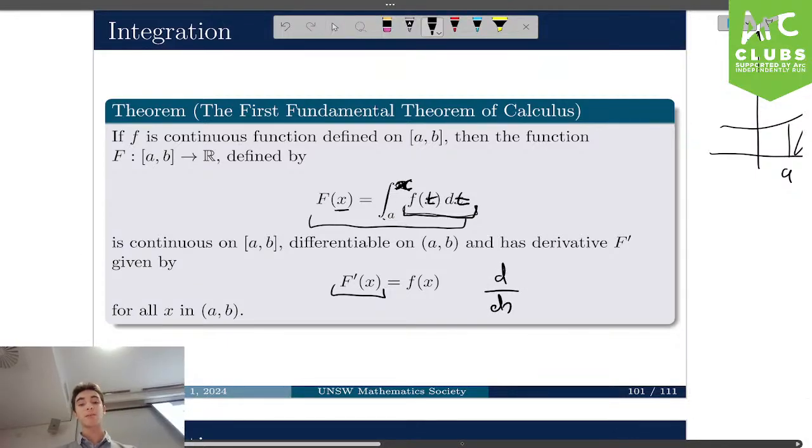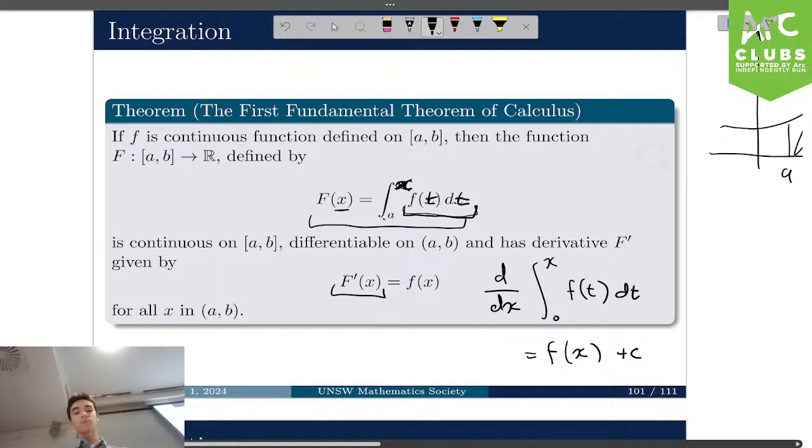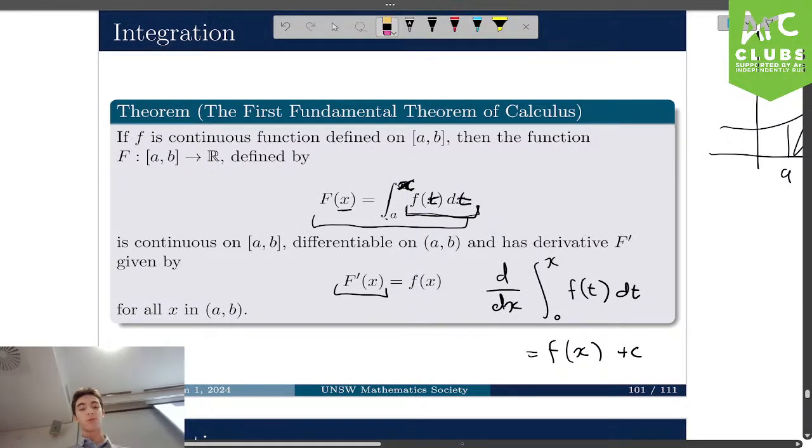Okay, so that's why people say that the derivative is kind of the opposite of the integral, because if you take the derivative of something that's under an integral sign, then you actually end up with just whatever was under that integral sign. Okay. Oh, sorry, not plus c. What am I doing?